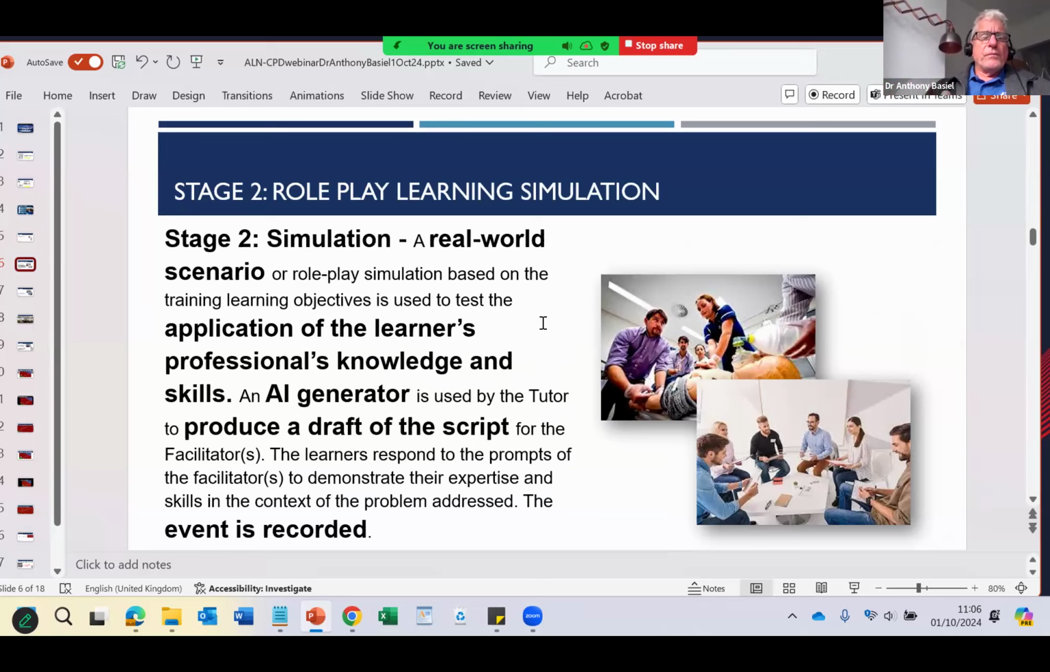So now we go into a real world scenario, and this depends on your knowledge domain. This depends what your particular subject area is. In a previous talk I did, it was looking at healthcare practitioners. And so you see here, the images that I have are of healthcare practitioners actually going through a role play of a medical intervention. But the role play can be in any context, in any knowledge domain or subject area of your discipline.